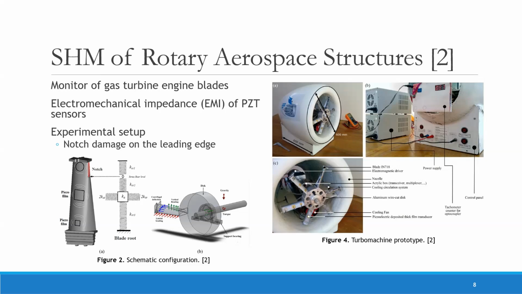An experiment was performed to monitor gas turbine engine blades when operating at semi-field working conditions. For this experiment, 6 superalloy Inconel 718 turbine blades were monitored via the electromechanical impedance response of PZT sensors. A notch was introduced on the leading edge of the blade, and the condition of the blade was compared to that of a baseline blade. Figures 2 and 4 show the schematic setup and the prototype of the experiment, respectively.